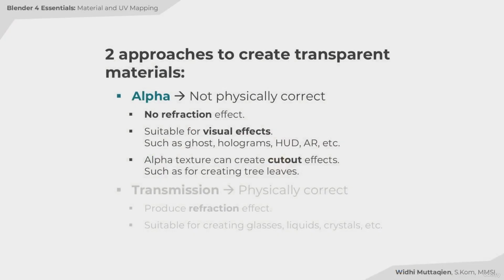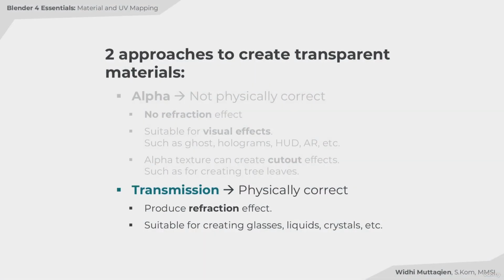Besides visual effects, alpha is often used to create cutouts. For example, we can make a simple plain object look like a tree leaf using an alpha texture. We will cover how to do this later when we discuss textures. Alright? If we want to make a material transparent while correctly simulating refraction, then what you should use is the transmission parameter, not the alpha parameter. For example, when you need to create glasses, liquids, diamonds, etc.